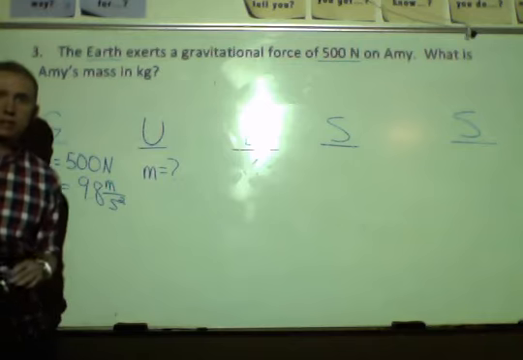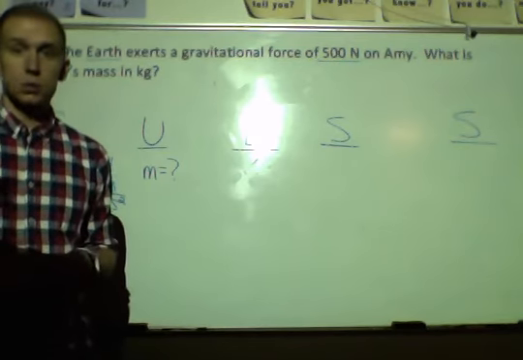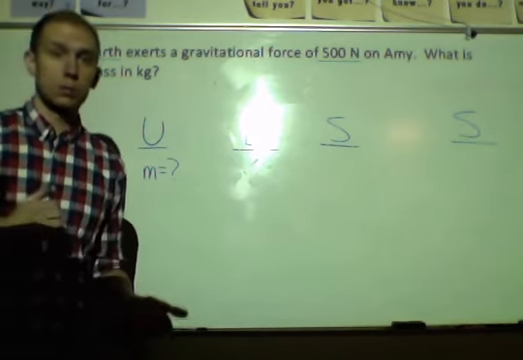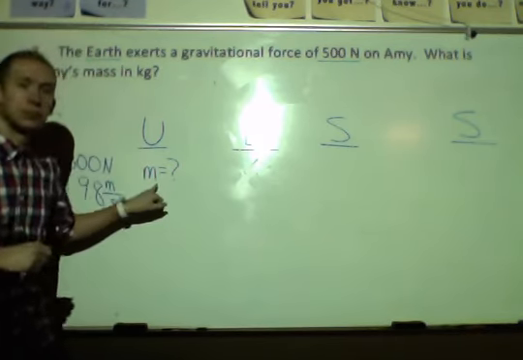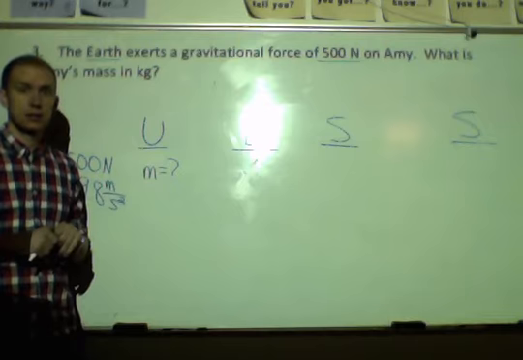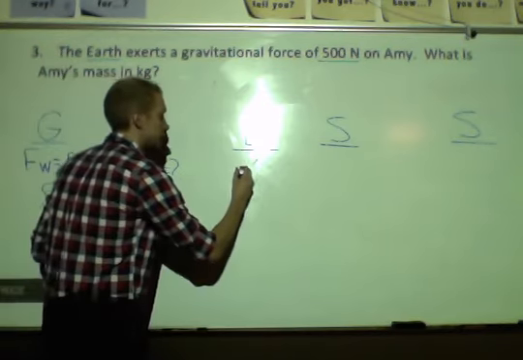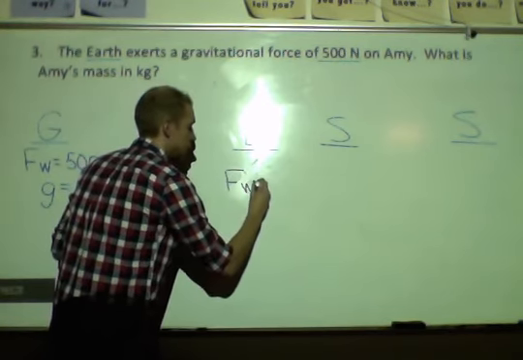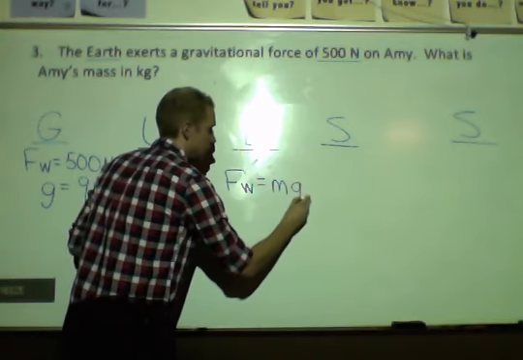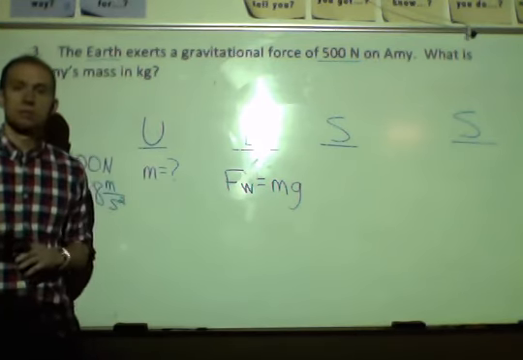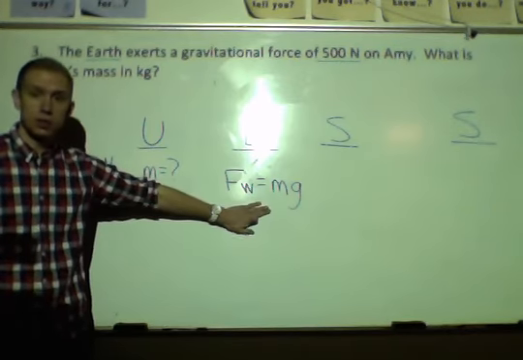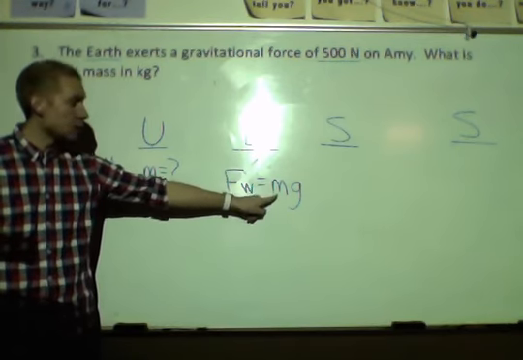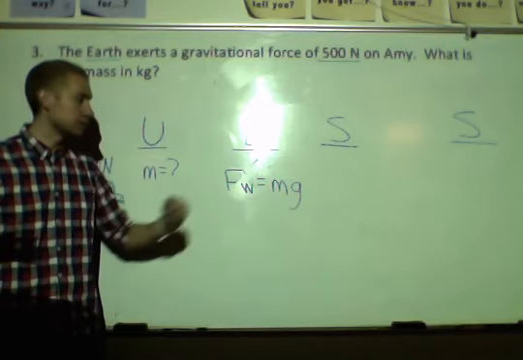Okay, now we have a little bit of a problem because we have an equation for force weight, or force due to gravity, but we don't have an equation explicitly for mass. So we have to use a little bit of algebra. We know this equation. Force weight is equal to mass times gravity. We have to solve this equation for mass. We want to get that m by itself.